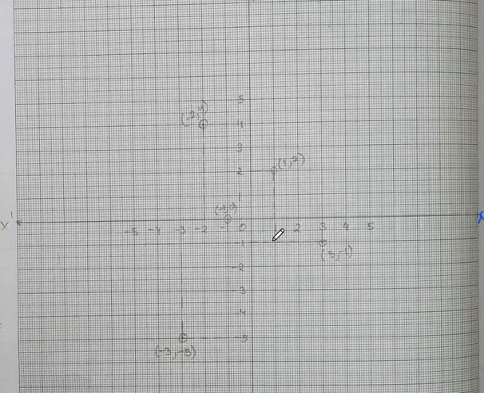Finally, minus 3, minus 5. You can locate it here. X is minus 3. So from the origin you can come towards the left side. On the left side x is negative, minus 3. And then come down up to minus 5. Then put the dot around it. This point is minus 3, minus 5.